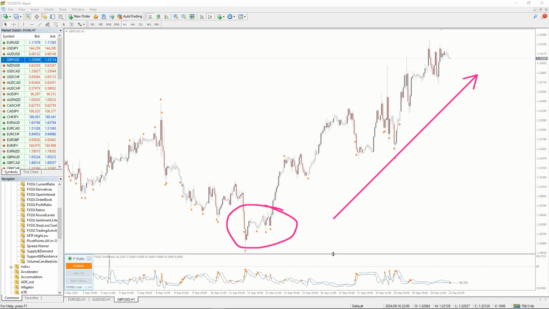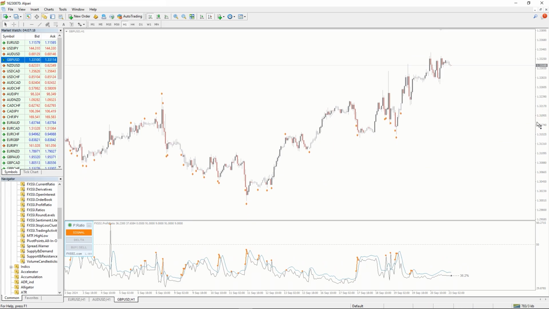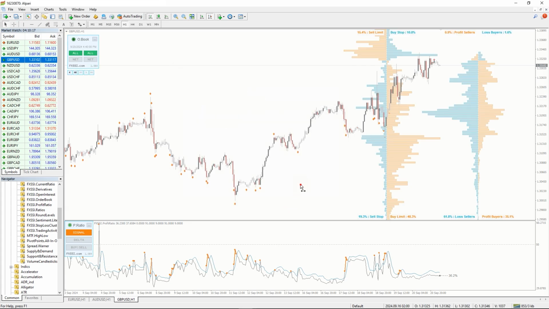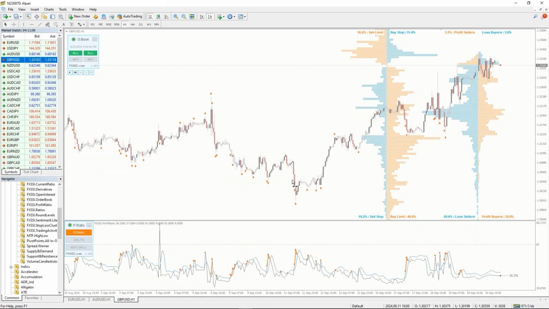So what's the profit ratio indicator? The profit ratio indicator shows the ratio of winning to losing trades among the current open positions of retail traders in the form of a chart. To calculate this ratio, we use data from the order book indicator. It is derived by dividing the total number of profitable traders by the total number of open positions. The sequence of these values forms the graph you see.